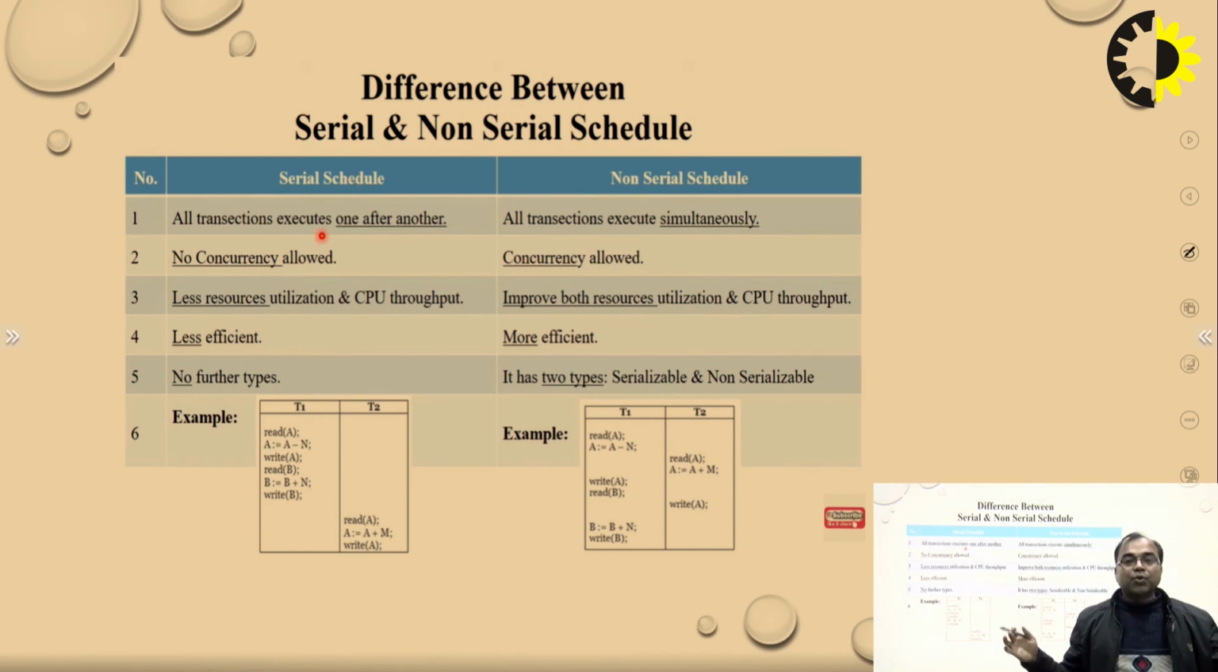We utilize the whole CPU time. So we can say serial is less utilized in CPU and throughput, that's why it is less efficient, and non-serial is more efficient. There is no further type of serial schedule, so there is no division. But if it is non-serial, it is of two types. It may be serializable or non-serializable.